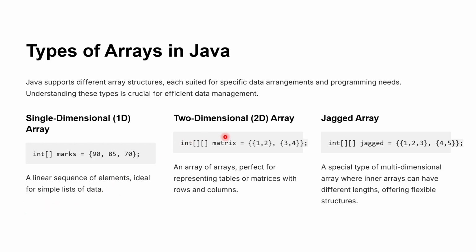When it comes to the two dimensional array, it's rows plus columns, just like a table. We initialize it like this, and this is perfect for representing tables and also matrices with rows and columns, right? When it comes to the jagged array, it is a special type of multidimensional array where inner arrays can have different lengths, offering flexible structures, where rows have different sizes, like a playground with tracks of different lengths, right? So now we will learn each step by step.